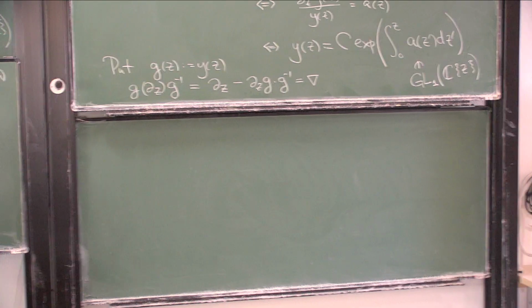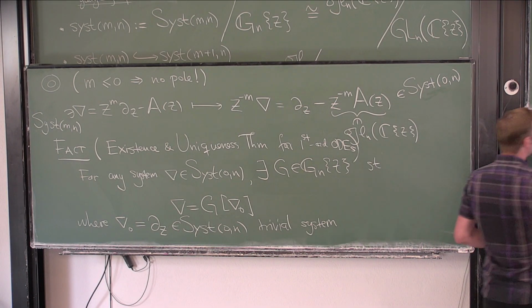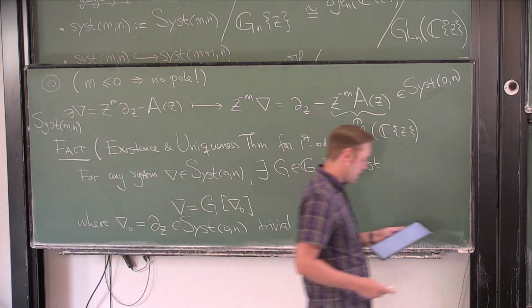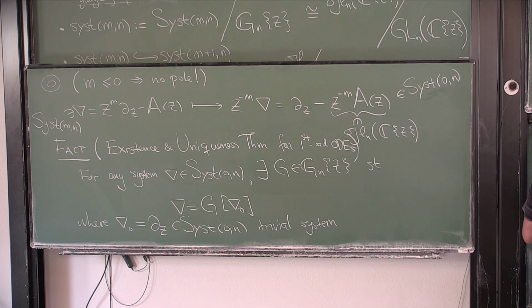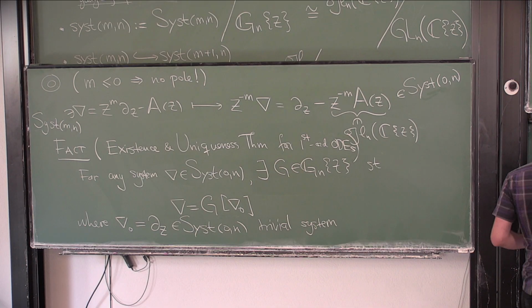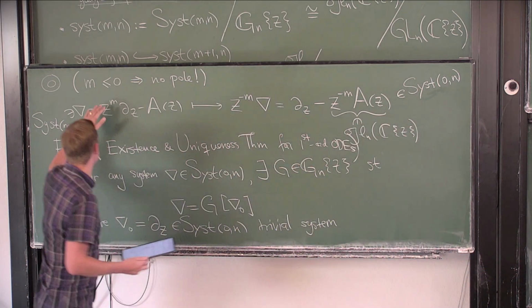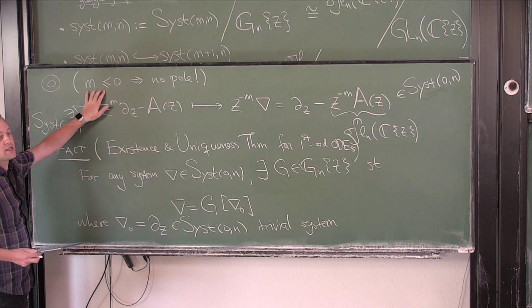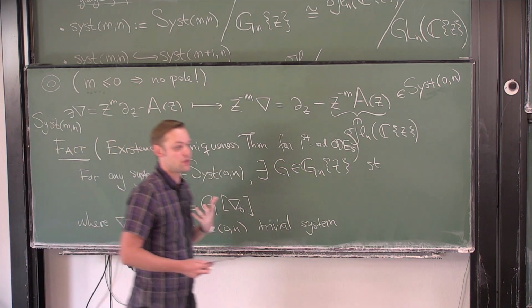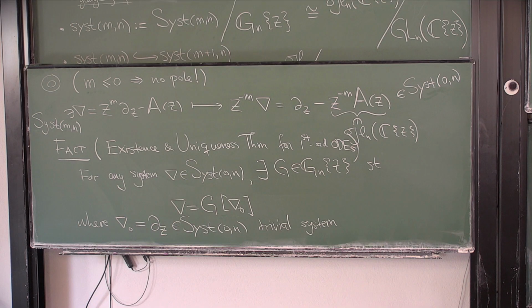All right, so that means when m is 0 or less, we don't get anything interesting. Here's how we can say it: whenever m is 0 or less, every system up to gauge transformation is the trivial system. So there is only one system up to gauge transformation in each of those systems.